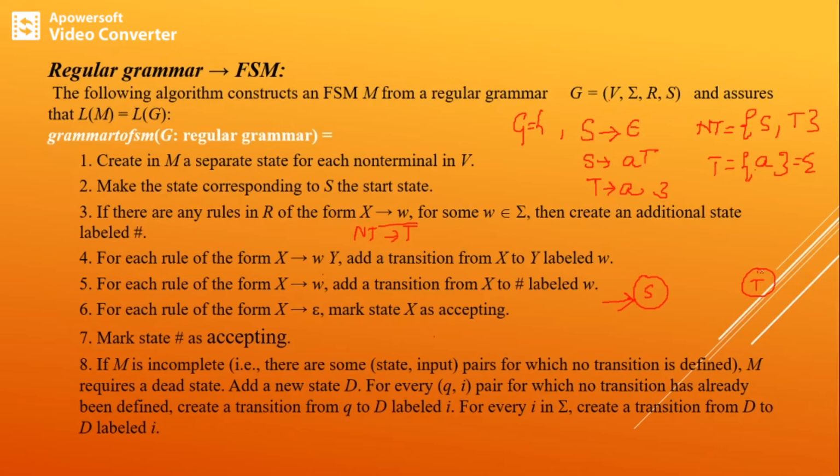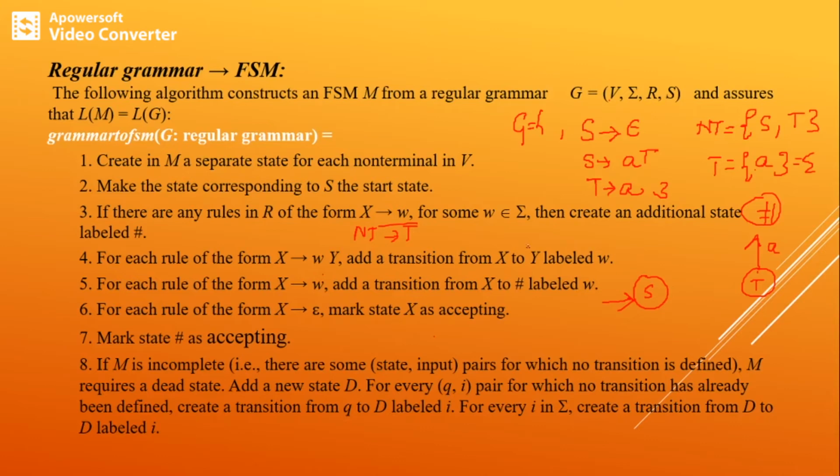So how do we write that? We have to create an additional state, labeled as hash, for w. T gives A: X gives a, so w is here A. We have to write it like this.